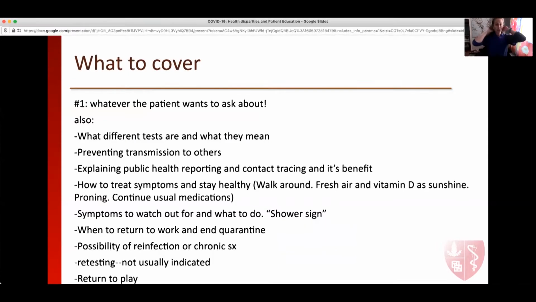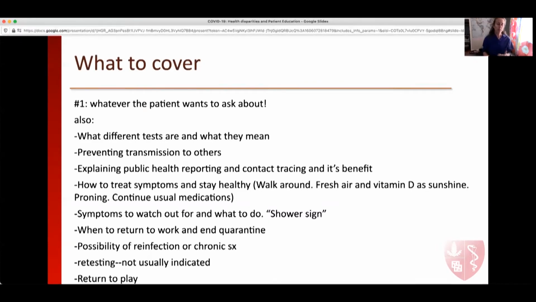So when you're talking with a patient, what do you want to talk about? Number one, whatever they want to talk about, what their primary concern is. They might want to know about what the different tests are and what they mean. That's a big question we have. What does this mean? Am I contagious? Am I not? For how long? One of the things I spend the most time on is really talking with them, as we talked about earlier, figuring out how to prevent giving it to other people.